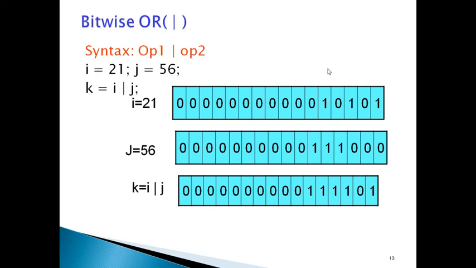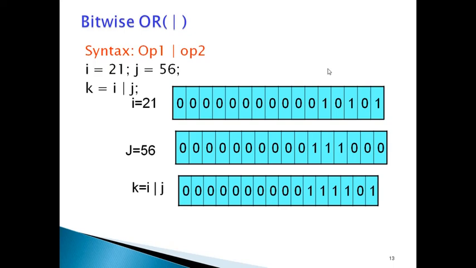Here i value equals 21, which is 10101, and j value is 56, which is 111000. After performing the OR operation, we got 111101. If you observe the OR operation at the first bit, 1 and 0, the resultant value is 1. Second level, 0 and 0, the resultant value is 0. Third level, 1 and 0, the resultant value is 1.